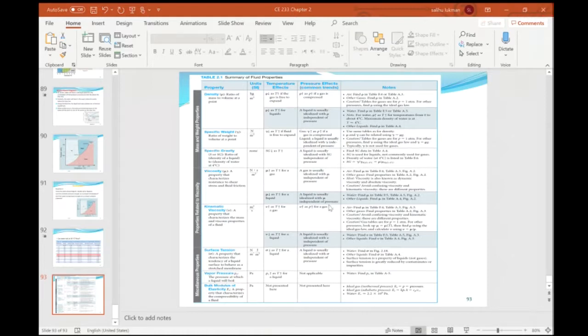Doctor, about the course tomorrow, 2.4 until 2.6. From the textbook, open the textbook, section 2.6. That will cover, I think, surface tension and shear stress, probably.